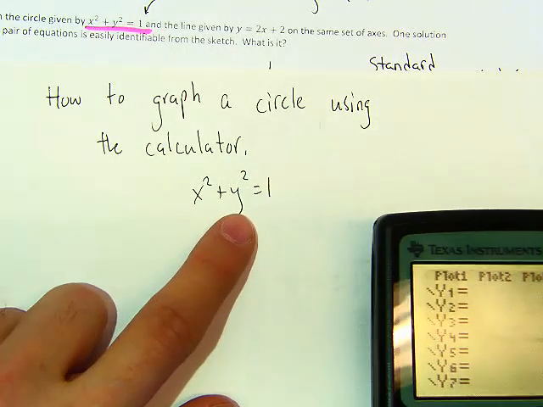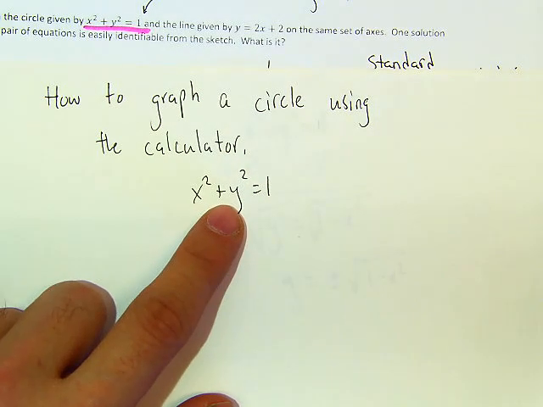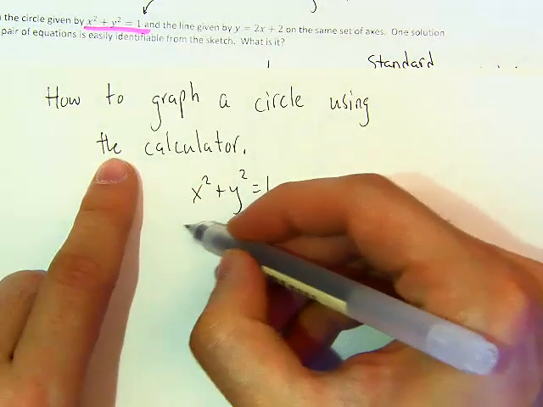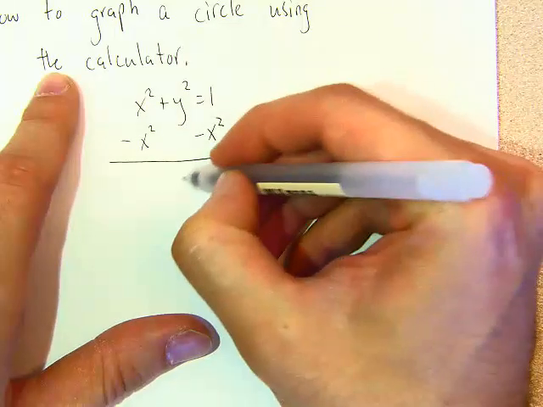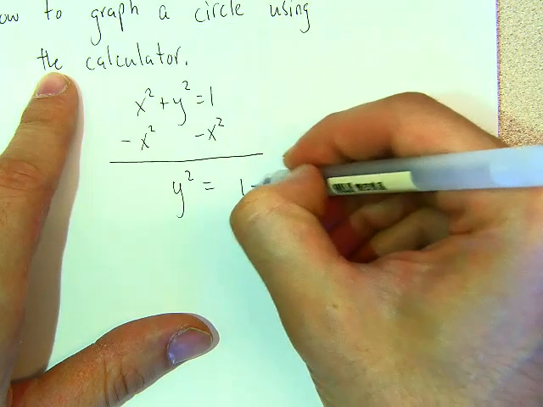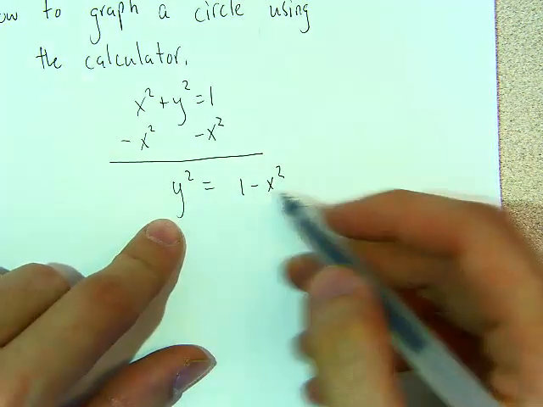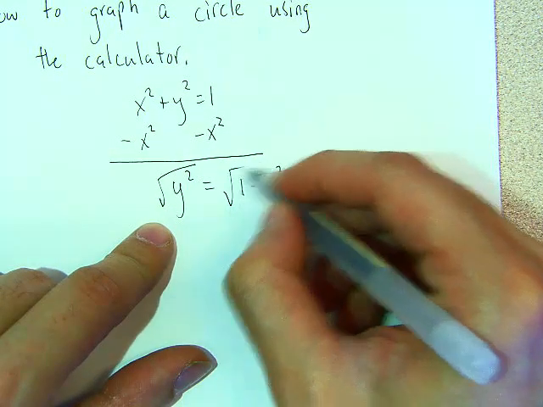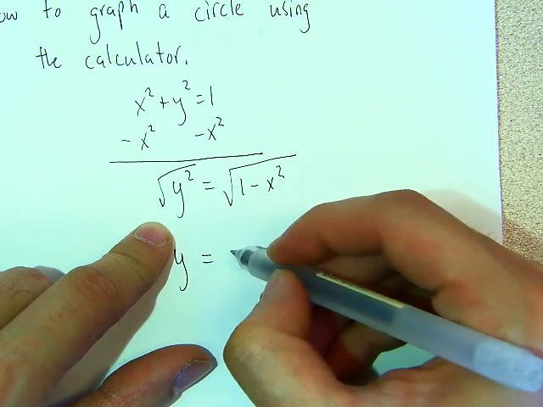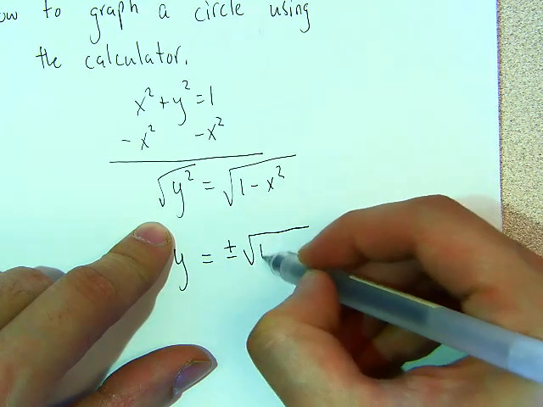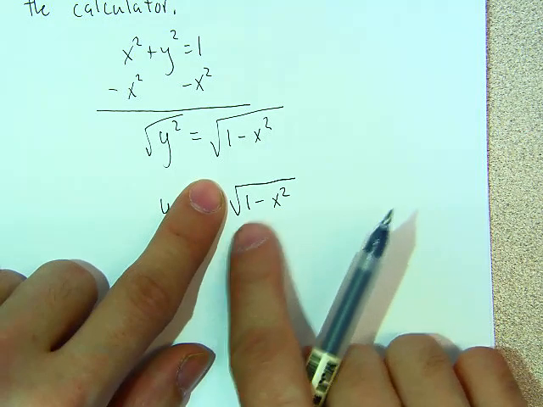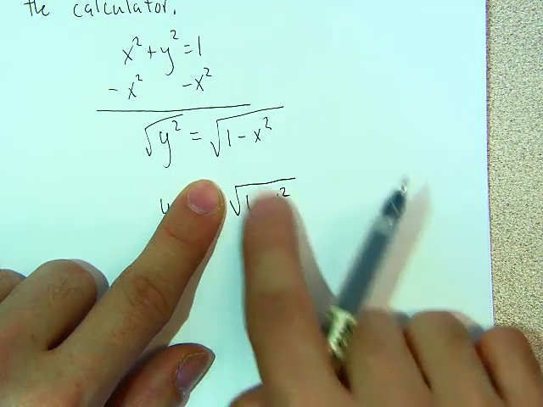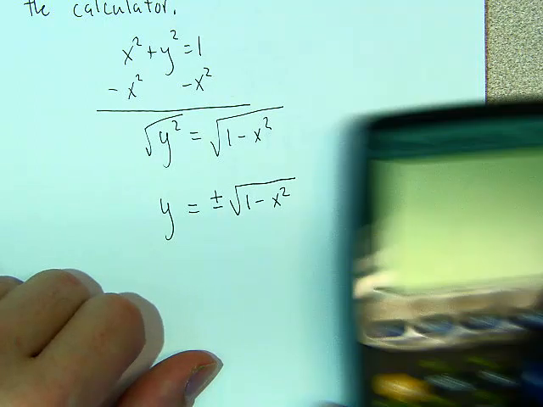Well, we have to get y by itself. So how do we do that? The first move would be minus x squared, right? So y squared is equal to 1 minus x squared. And now you take the square root on both sides, and y is equal to plus or minus the square root of 1 minus x squared. So we're basically going to plug this square root of 1 minus x squared into our calculator.